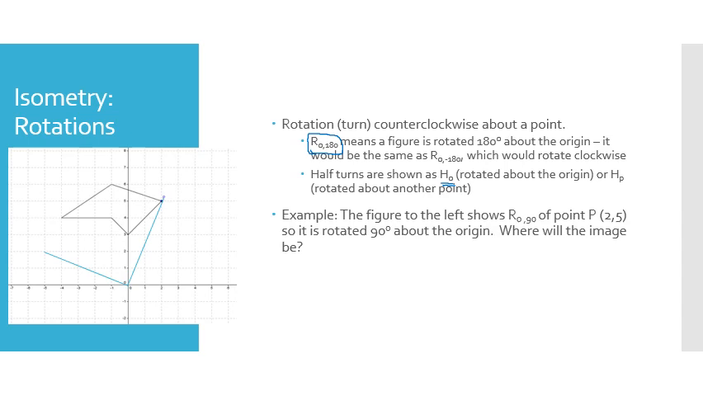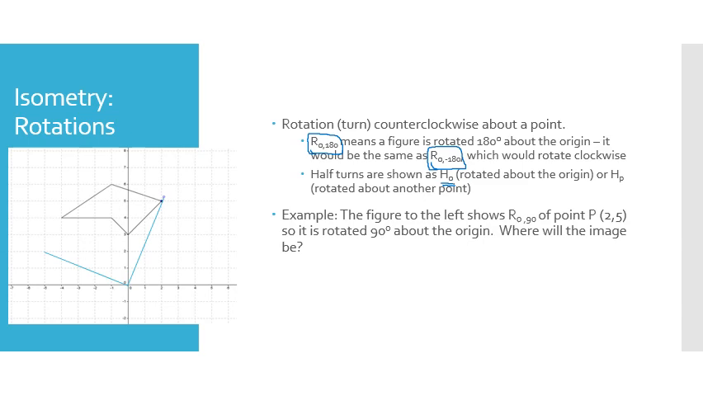If a figure is rotated 180 degrees around the origin, it would be the same as if it were rotated negative 180 degrees, which would rotate clockwise. So if you see a negative number of degrees, that's going to go in the opposite direction, or clockwise. But it doesn't matter. If you're going halfway around, it doesn't matter whether you went clockwise or counterclockwise.